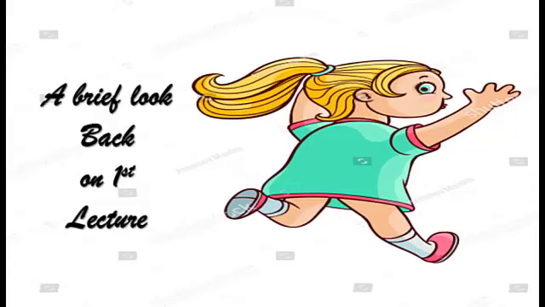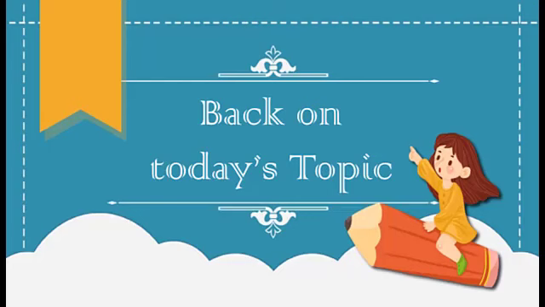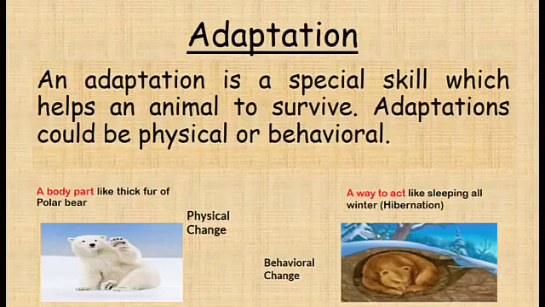Now look back on our previous lecture. In the previous lecture, we learned about the animals' essentials of survival. Animals need four things to survive: water, energy, oxygen, and shelter. Now, back to today's topic, which is about animal adaptation.